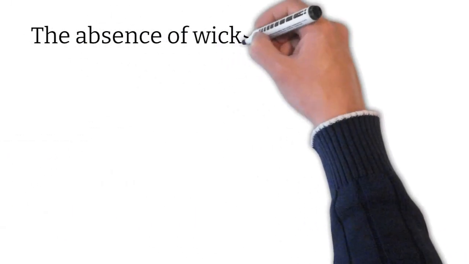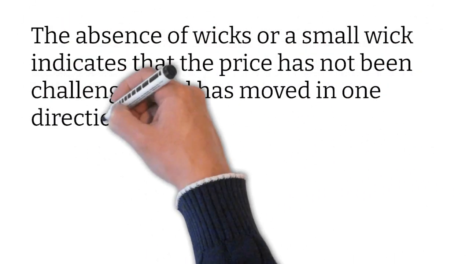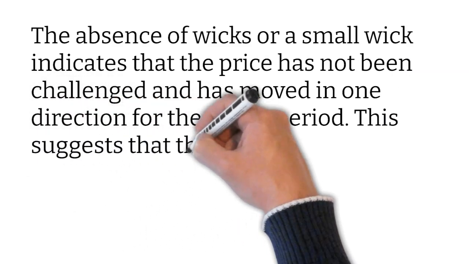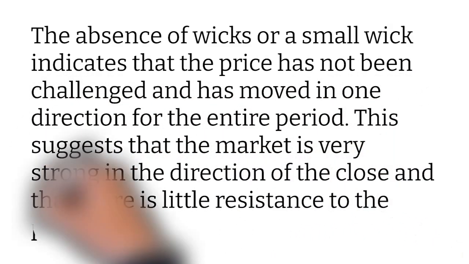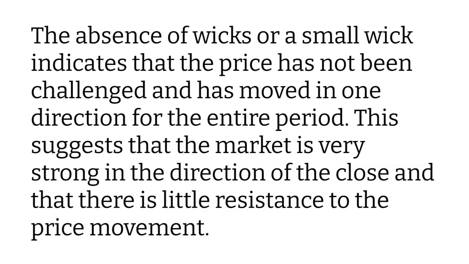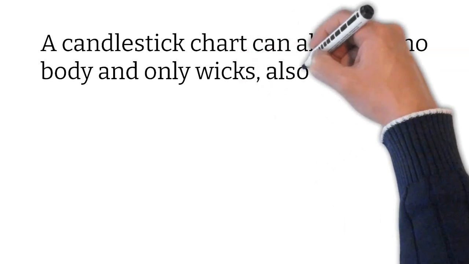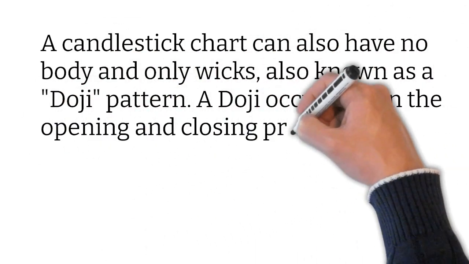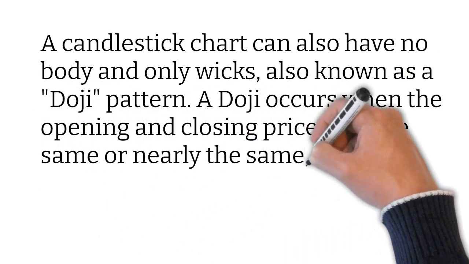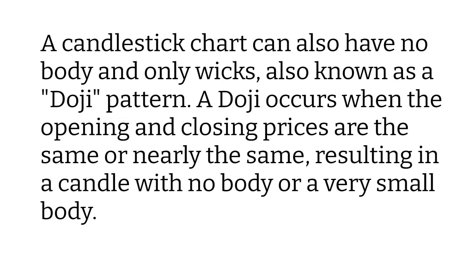The absence of wicks or a small wick indicates that the price has not been challenged and has moved in one direction for the entire period. This suggests that the market is very strong in the direction of the close and that there is little resistance to the price movement. A candlestick chart can also have no body and only wicks, also known as a doji pattern. A doji occurs when the opening and closing prices are the same or nearly the same, resulting in a candle with no body or a very small body.